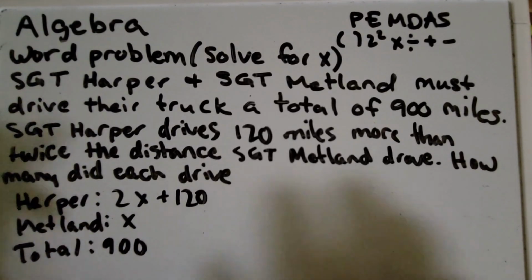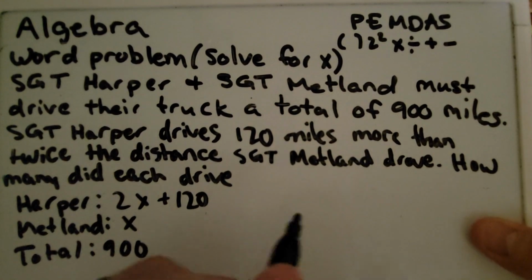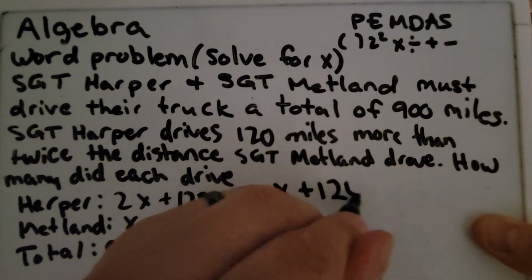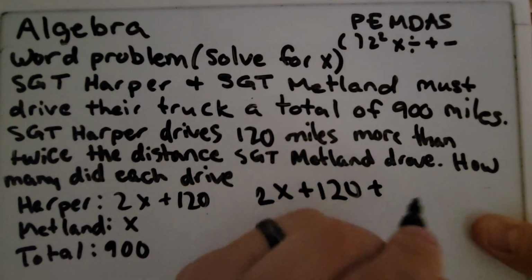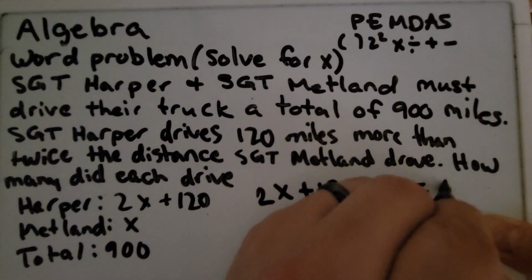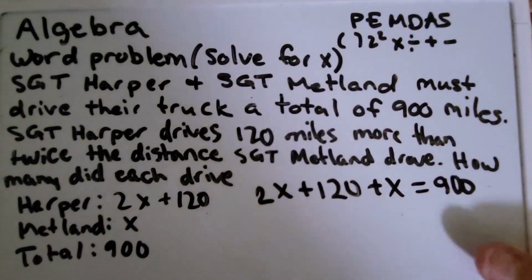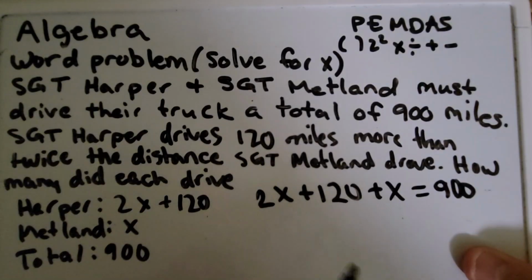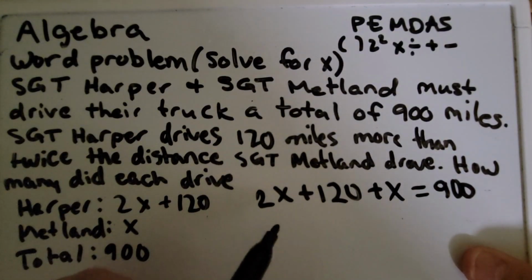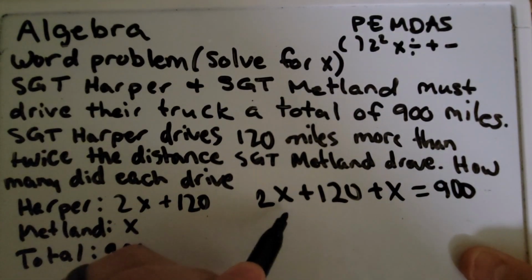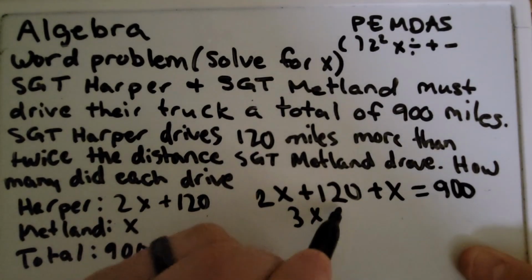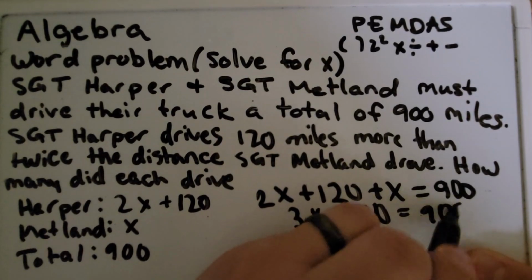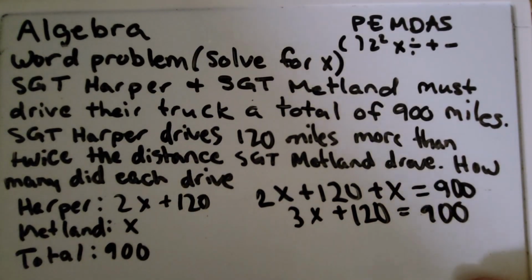Now that we have this, we can get started. So the first one is going to be 2x plus 120 plus x equals 900, right? Before we get into the order of operations, we just got to combine these things real quick. So 2x plus x is going to equal 3x. 3x plus 120 equals 900. Now that it's all simplified, we can actually begin.